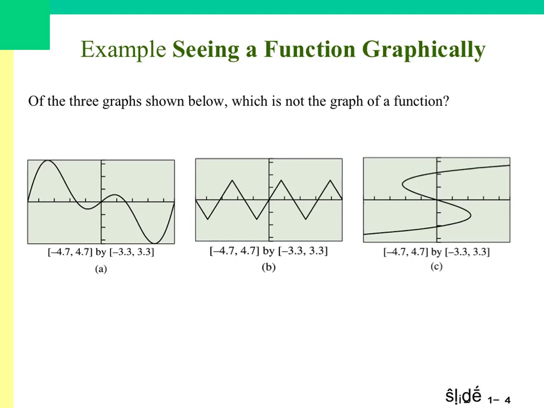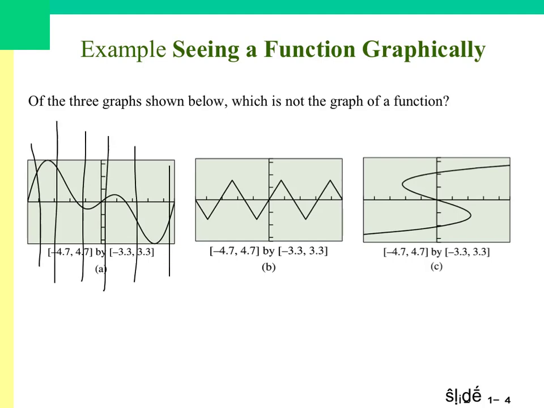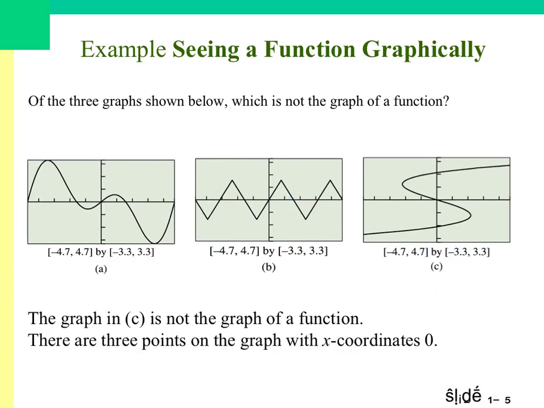Of the 3 graphs shown below, which is not the graph of a function? Vertical line test. Draw vertical lines throughout the graphs. See how this one? That means for that one x value, there are 3 outputs. It failed the vertical line test. So C is not a function, because of the vertical line test.